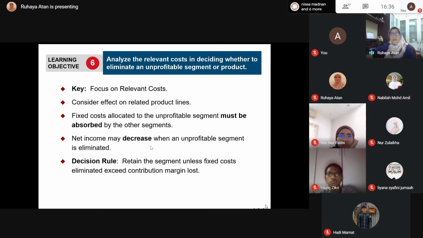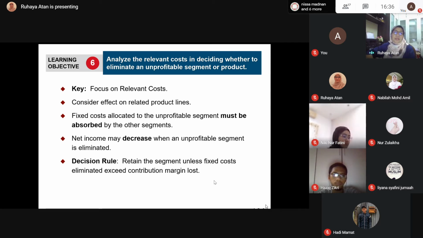So the decision rule is you retain the segment unless fixed costs eliminated exceed contribution margin loss. Okay, so I hope you still remember contribution margin and fixed costs when we did our CVP analysis. So contribution margin must always be higher than the fixed cost. Then only do you get your net income. Okay, shall we go on then?